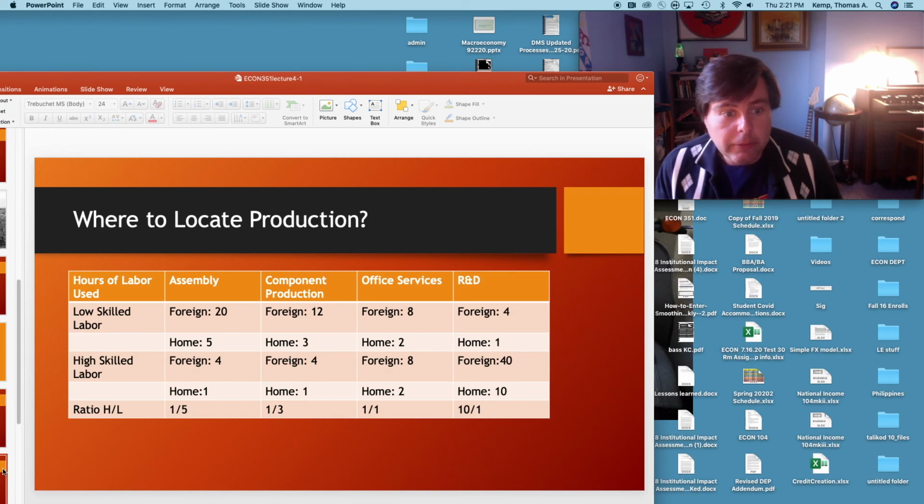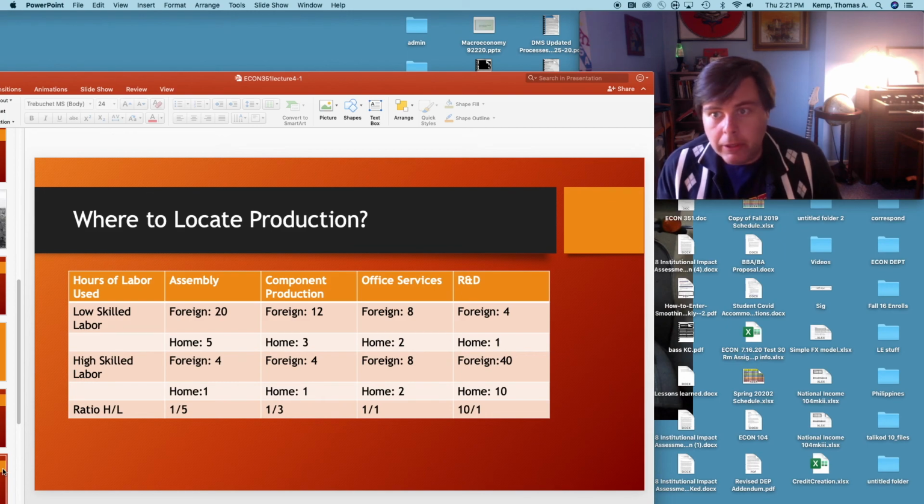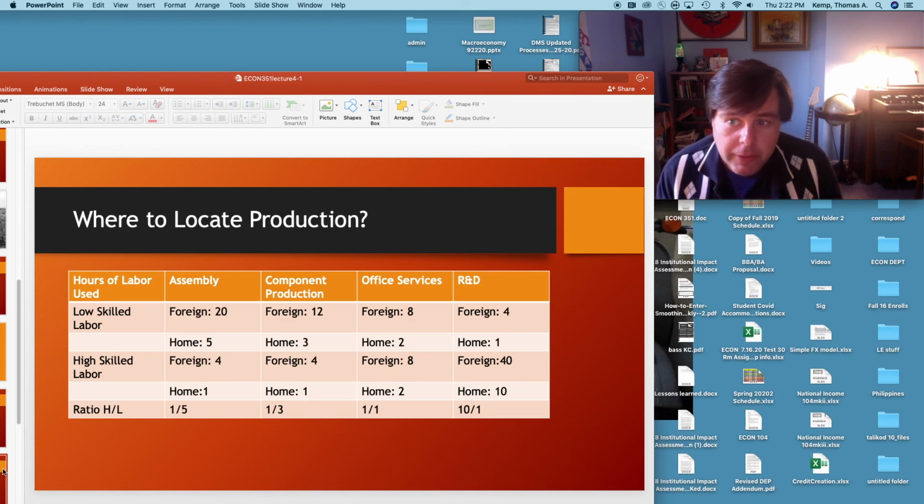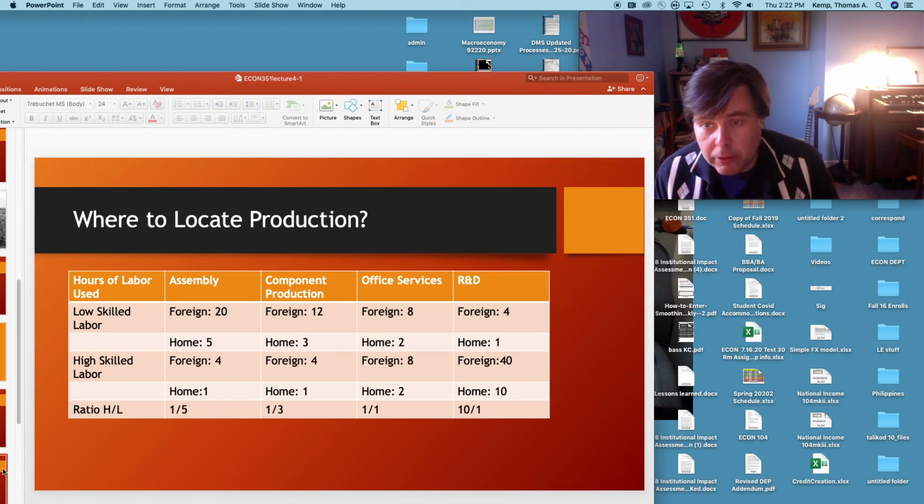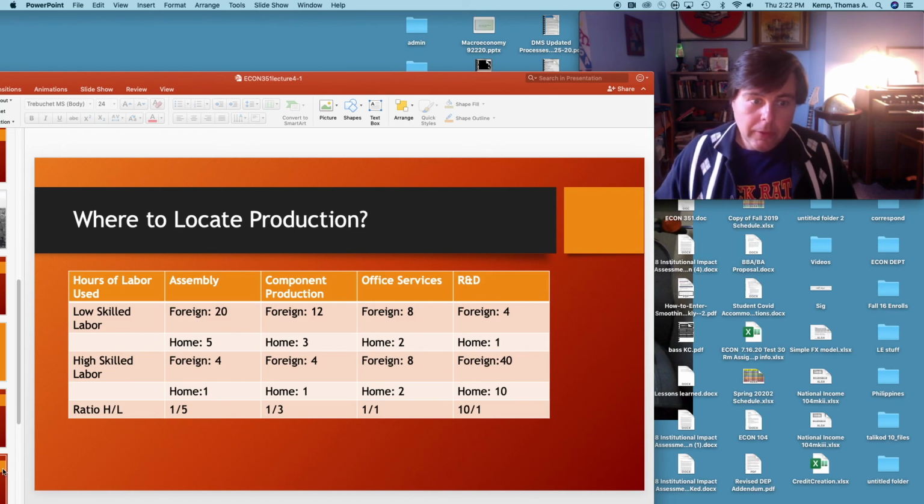The other numbers there are the same for component production, office services, and R&D. And then the ratios there are high to low skilled, right? Basically if we move to high-skilled labor, we can get the job done in 1/5 the time, or 20% of the time. If we retain low-skilled labor to get that job done, it's going to take us 5 times as long. But it's going to cost us differently, right?